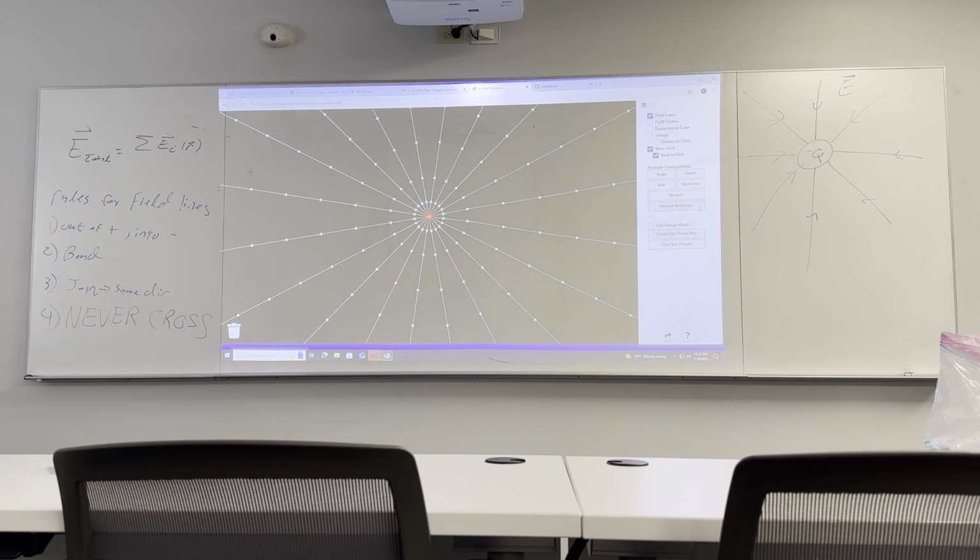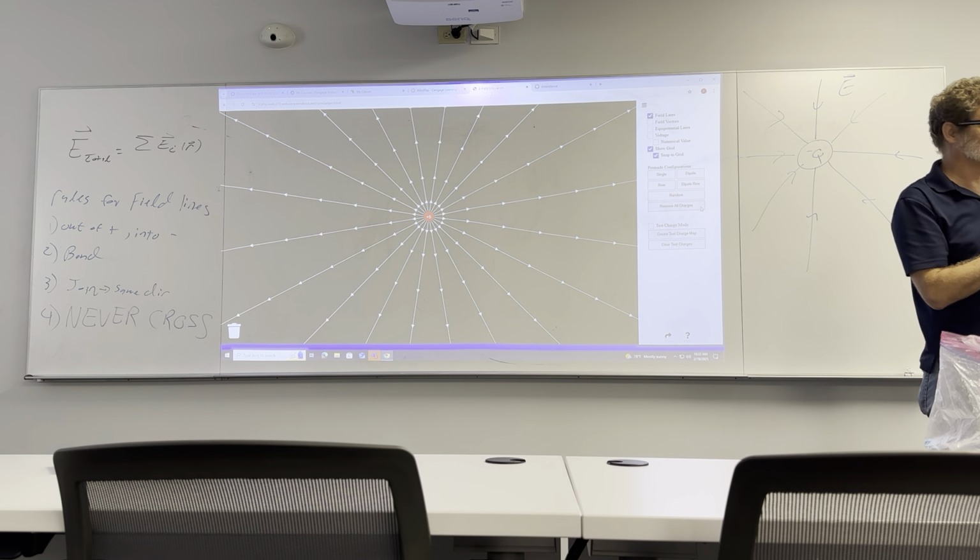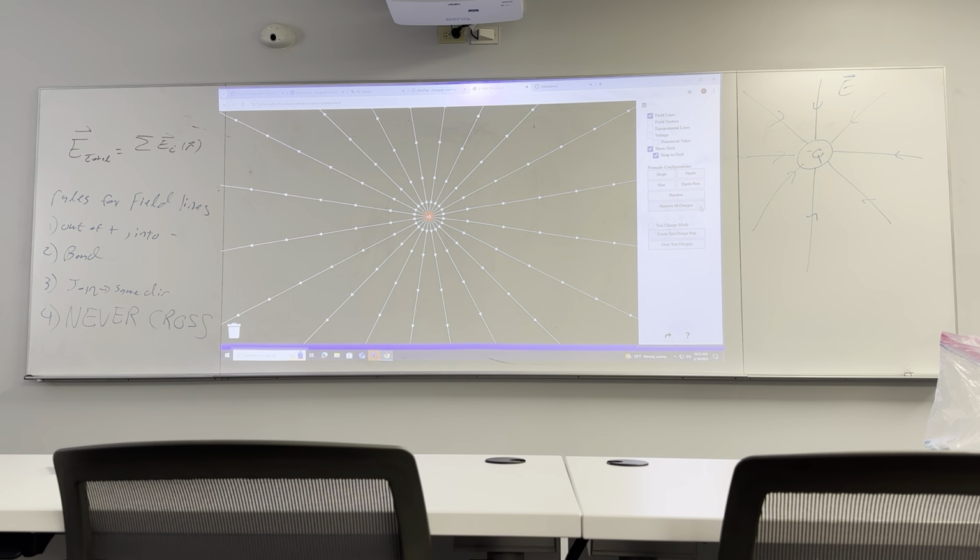Does the test charge itself have any force? Yes, but we're going to treat it as so small that its effect is negligible. That's the point of a test charge. So imagine it's super tiny, but it does create its own field. But we're going to treat it as very small. Okay, oh, there they go again.